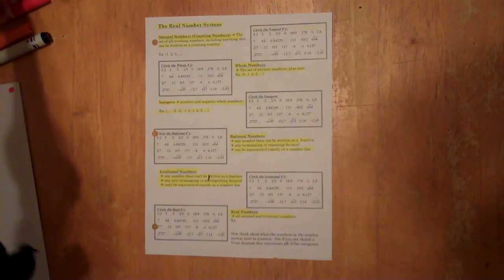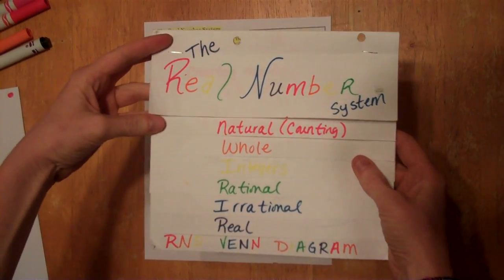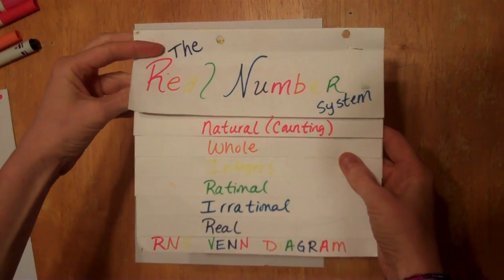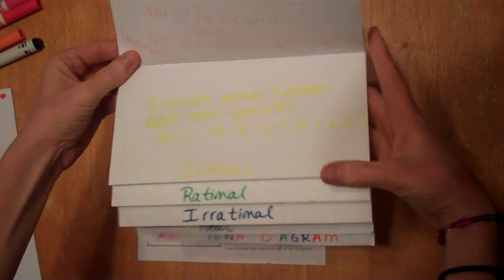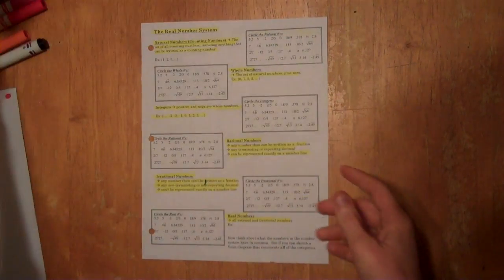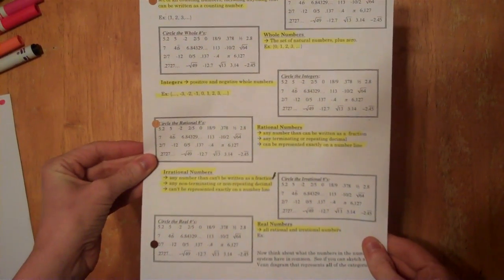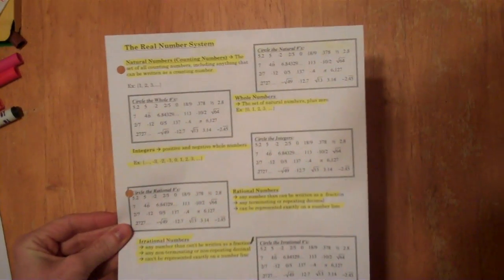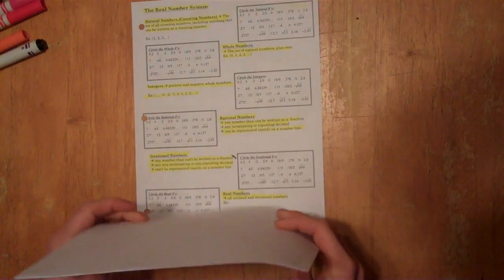Today you are going to be making the real number system foldable. It looks like this. It requires 4 pieces of paper and it looks similar to this. I'll pop this up again. To help you, you will need your real number system notes, which have all the definitions and stuff on it. You will also need 4 sheets of plain paper.